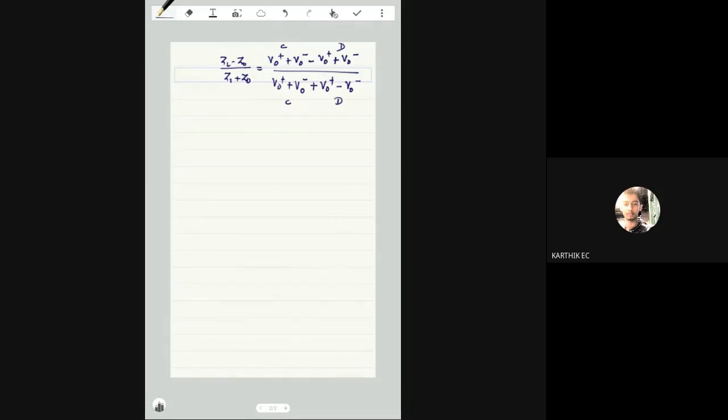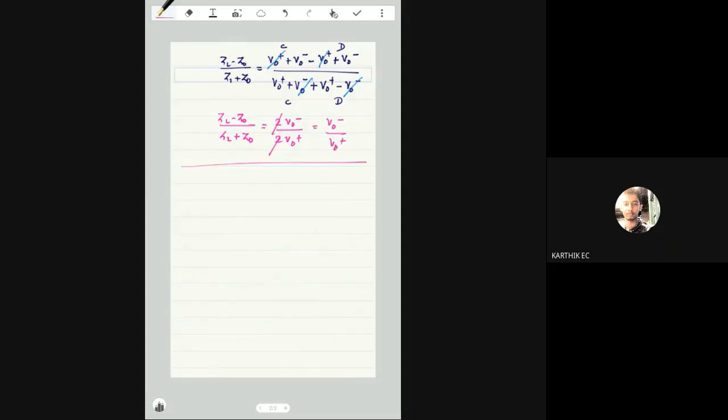So what I can do is cancel out the terms. Everything will be cancelled out in the numerator and denominator. So how can I write it? ZL minus Z naught by ZL plus Z naught equals 2 V naught minus by 2 V naught plus. So I can cancel out this, and this is minus V naught minus by V naught plus.